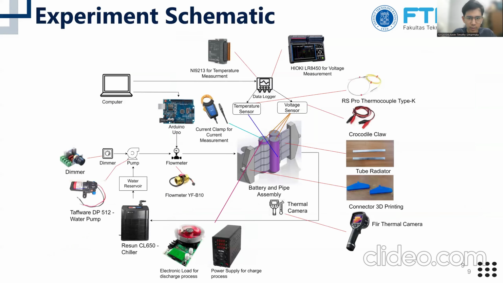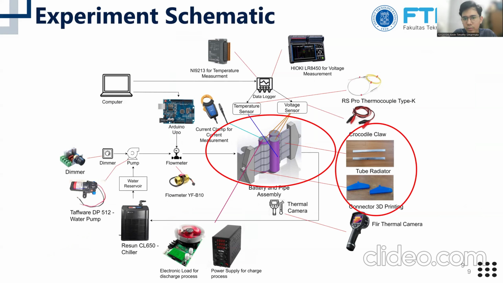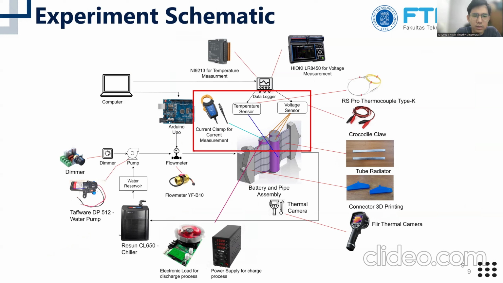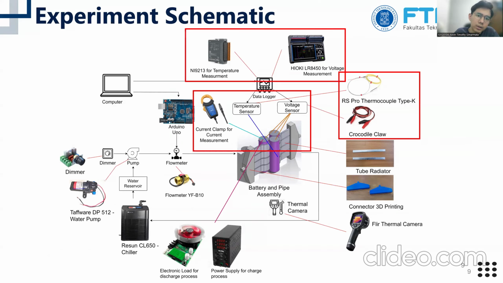Then this is the overall experiment schematic. This is the battery and pack assembly that will be used, from the tube radiator and 3D printed connector. And this is the sensor measurement. For the temperature sensor, we use a thermocouple, and for the voltage sensor, we use a crocodile claw. And this is the data logger. The National Instruments 9213 is used for the temperature measurement, and the Hioki is used for the voltage measurement.